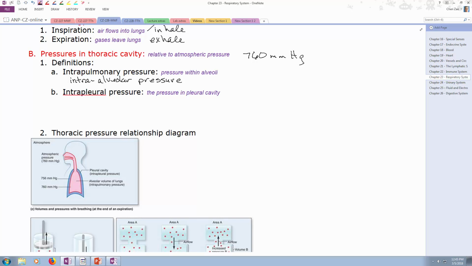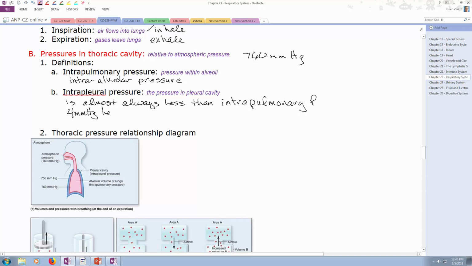Intrapleural pressure is the pressure in the pleural cavity and is almost always less than intrapulmonary pressure. And so this almost always is 4 millimeters of mercury less.